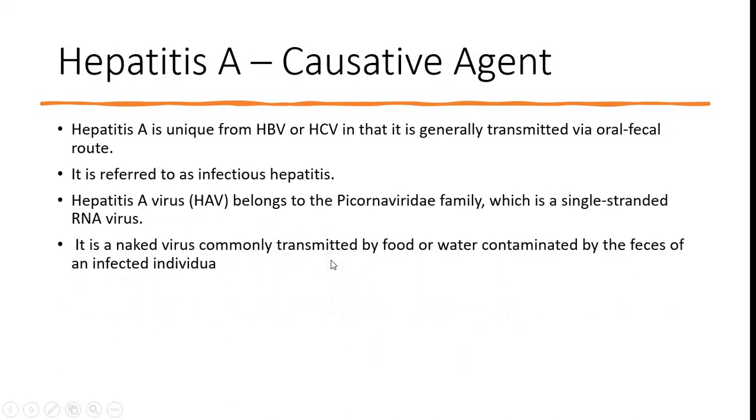Okay, so now we're going to the last of the hepatitis that we're going to look at, hepatitis A. Hepatitis A is very, very different from B and C. For one thing, it's transmitted by what we call the oral-fecal route. Why? Because hepatitis A is more of an infectious hepatitis. Hepatitis A belongs to the Picornavirus family. It's a single-stranded RNA virus, and it's a naked virus, so it doesn't have that envelope around it.